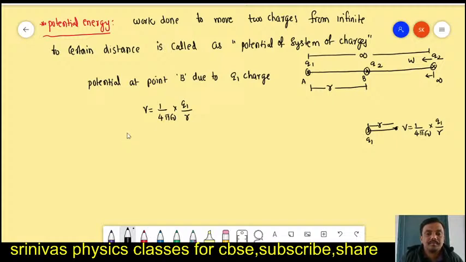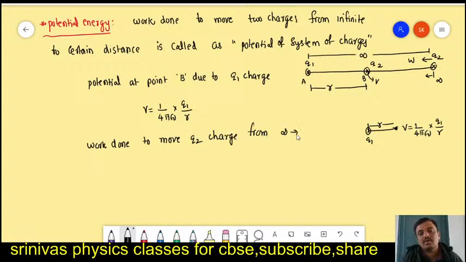I want the work done to move the Q2 charge from infinity to point B. At point B, we have the potential V. What is the work done to move the Q2 charge from infinity to point B? Can you tell the work done?